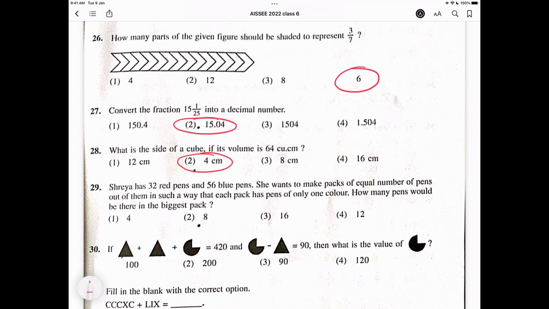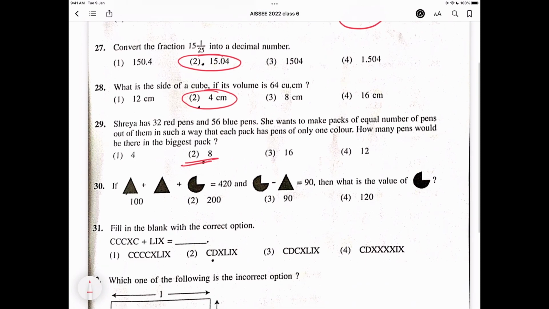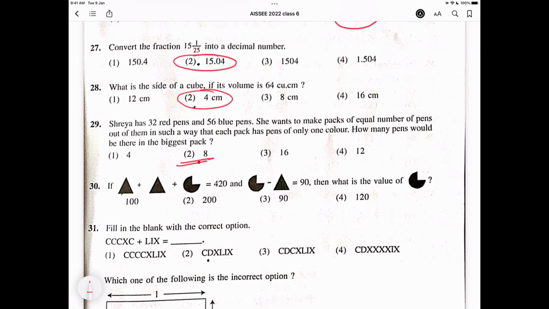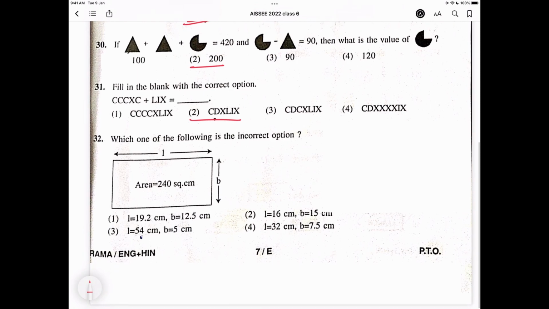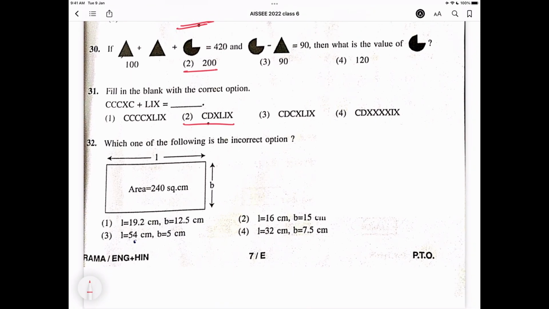For question number 29, again it is the second option, correct answer. For question number 30, second, 200 is correct. For question number 31, second option again. So a lot of 2's in a single row are correct. For question number 32, the third option is correct.